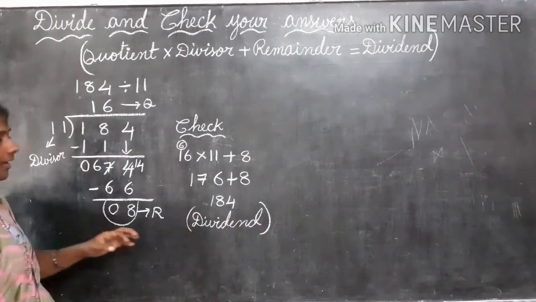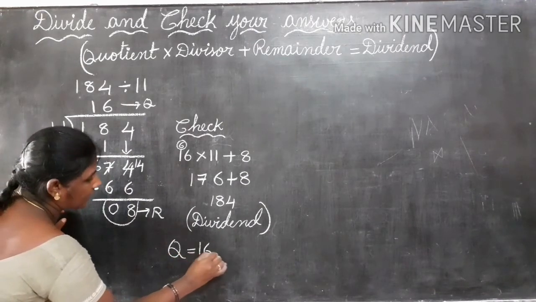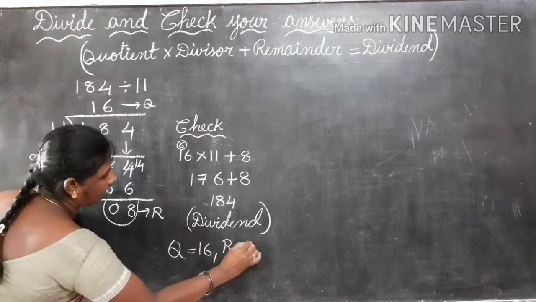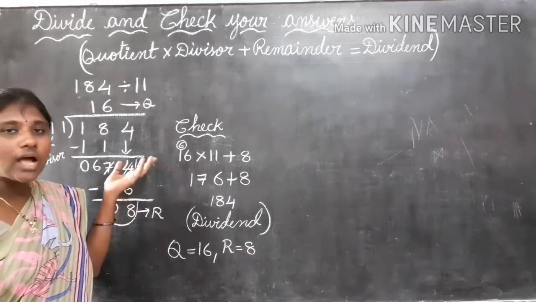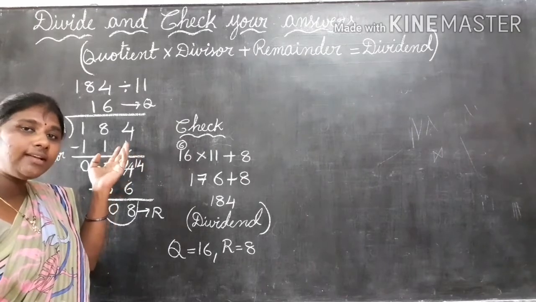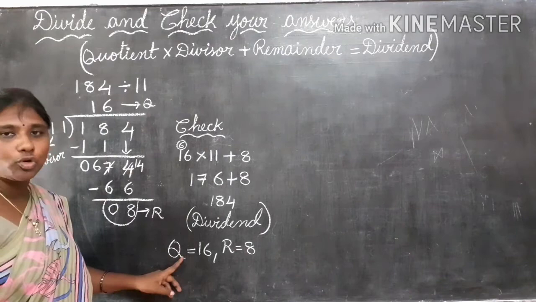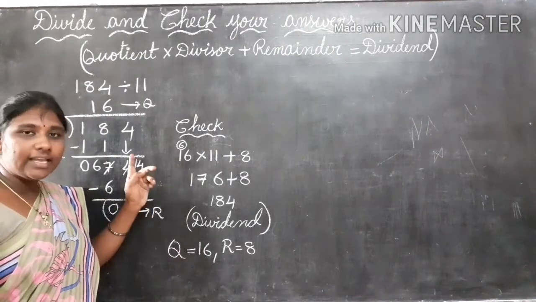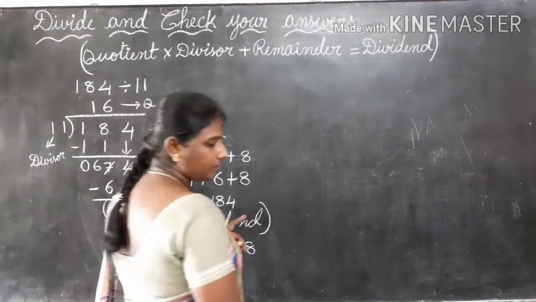So next, what is the quotient here? Quotient is equal to 16. Remainder is equal to 8. Some problems will not ask for the check. Without asking for the check, they ask to write the quotient and remainder. After doing this, we can write the quotient and remainder directly. When the check is given, we have to do the check. Next one.